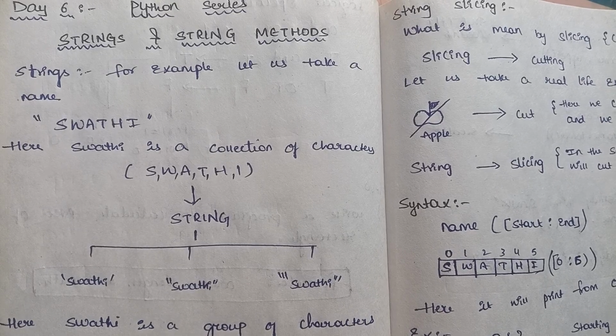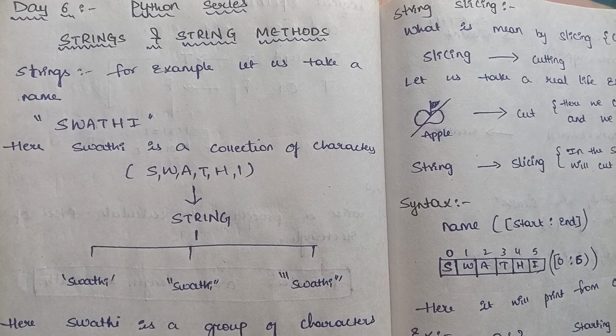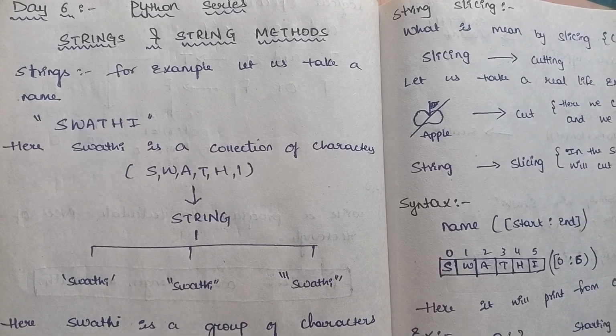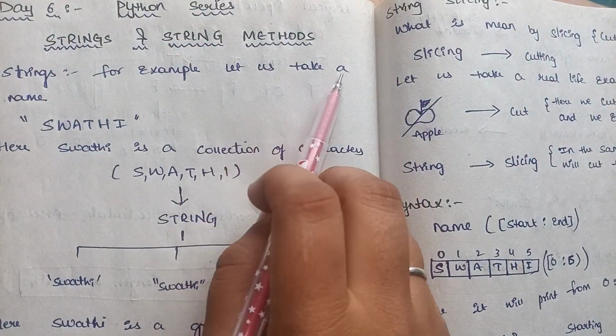So we all know that there are 7 types of data types. In this class we are going to learn about one of them, that is strings, and string methods.